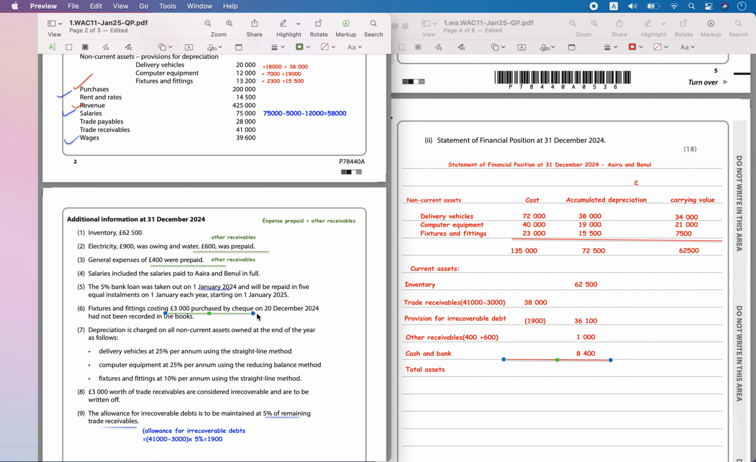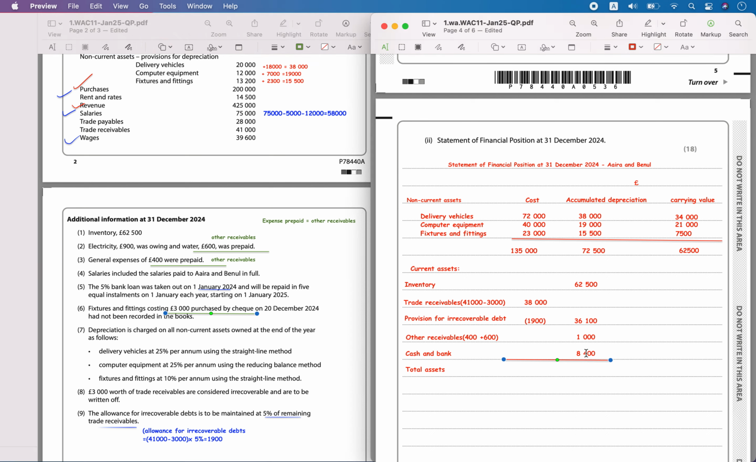So fixtures and fittings had been purchased by check. That means cash and bank would have got reduced. So cash and bank, 8,400 minus 3,000. That is equal to 5,400. And then you add up all the other things.